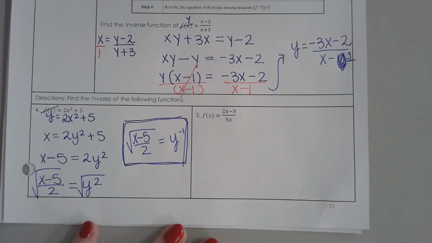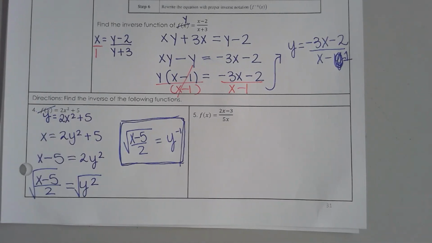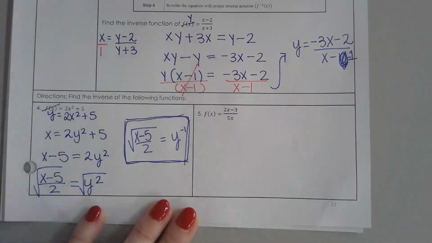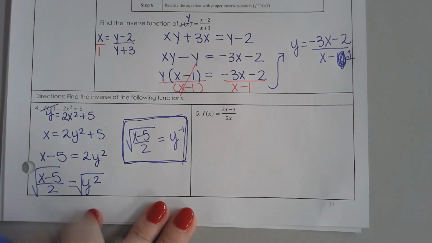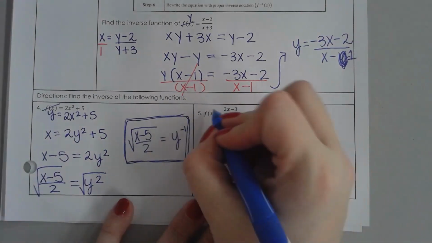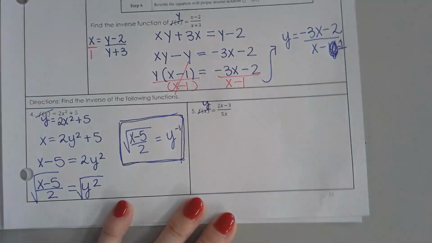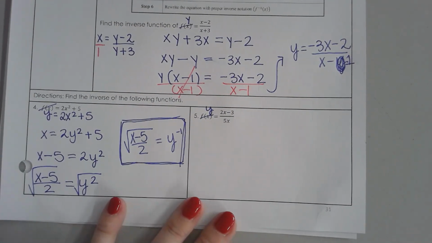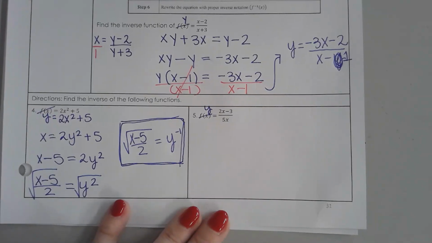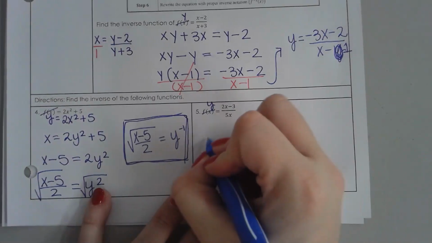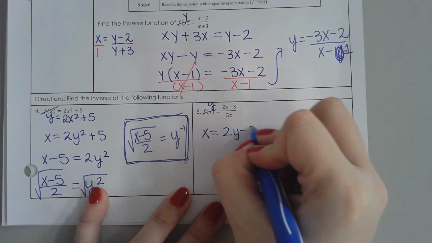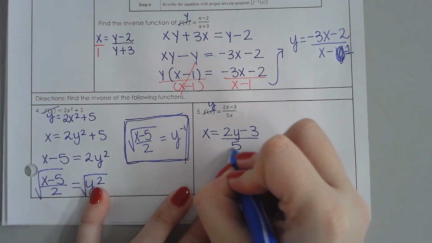Okay. Number 5, this one, I've got a fraction. Notice I have multiple x's, so it's going to be one of the longer problems. But this we know is y to start out with. And to find the inverse, you always want to start by switching your x and y. So x equals 2y minus 3 over 5y.